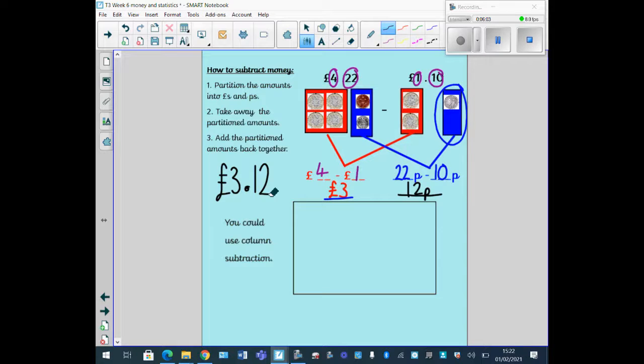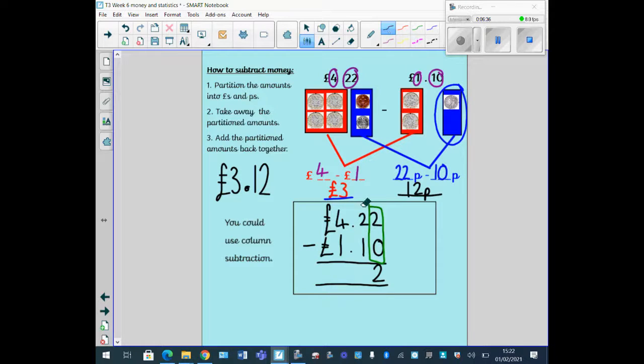If I want to use a different method, I could use column subtraction, remembering that we're subtracting from the larger number first. I start off with £4.22, and I'm going to subtract the smaller amount, £1 and 10 pence. Here's my equal sign, here's my subtract sign. We always start with this column here. 2 pence subtract no pence equals 2 pence.